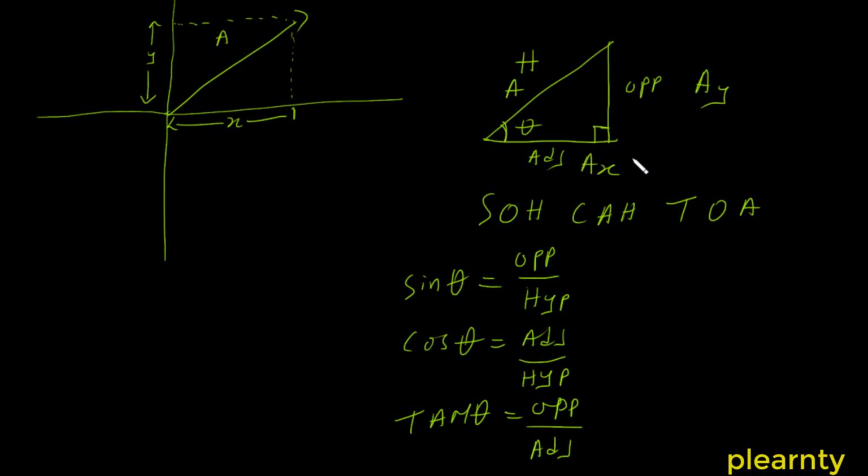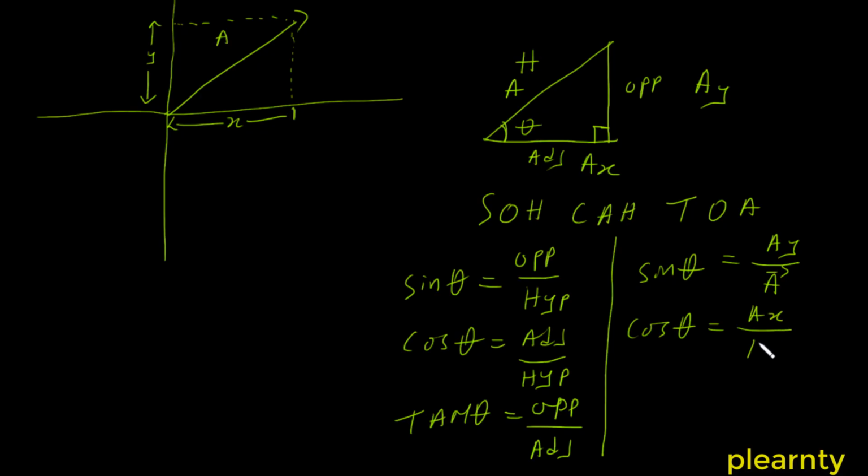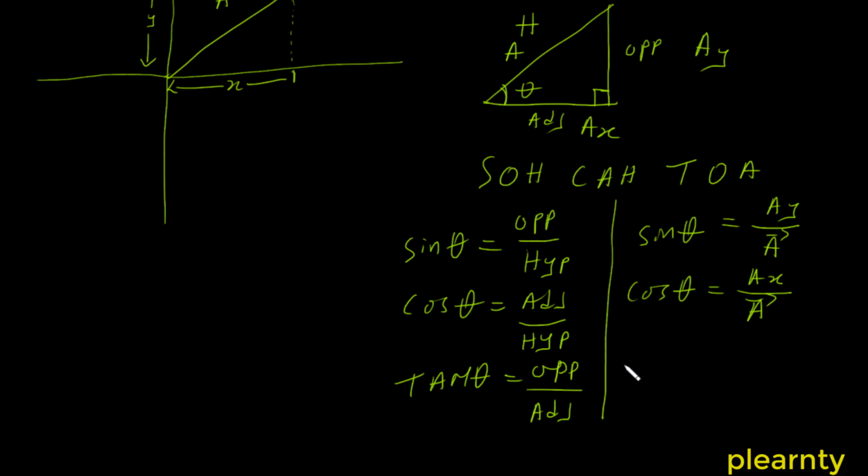Now let's substitute all this with this. Sine theta is equal to opposite, AY, over hypotenuse, which is A. Cos theta is equal to adjacent, which is AX, over A, and tan theta is equal to opposite, which is AY, over AX.